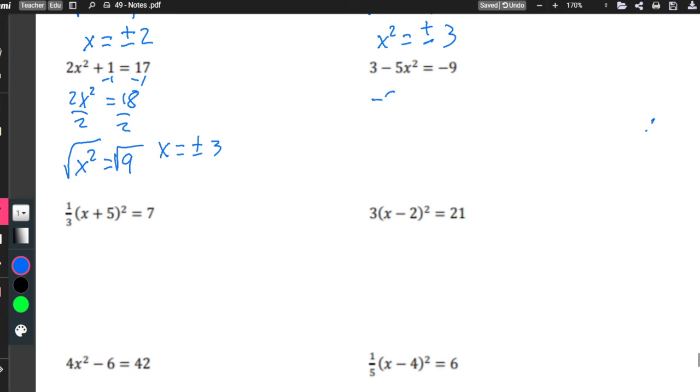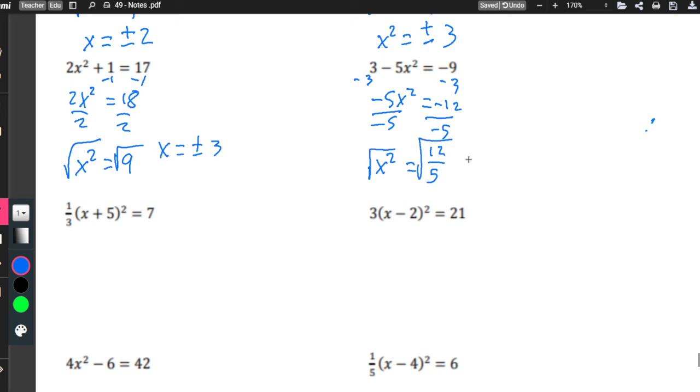Over here, we'll have negative 5x squared. We're going to subtract 3 from both sides. That's going to give us negative 12. Divide both sides by negative 5. So we'll get x squared equals 12 fifths. And then we take the square root.